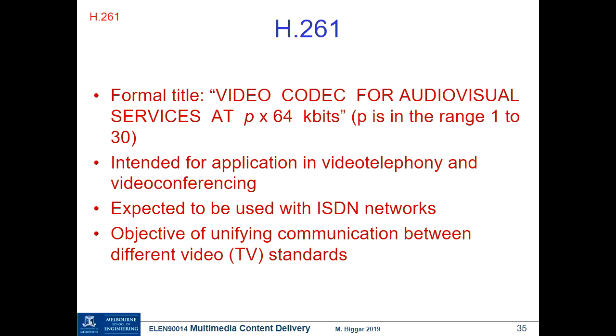But remember that the US and Japan and some other countries have 30 Hertz based television standards, which means that their cameras for video telephony would be 30 Hertz and their monitors would be 30 Hertz. Europe, of course, was based on 50 Hertz. So to be able to take a signal from one and have it appear at reasonable quality in the other was one of the objectives, to allow international video conferencing.